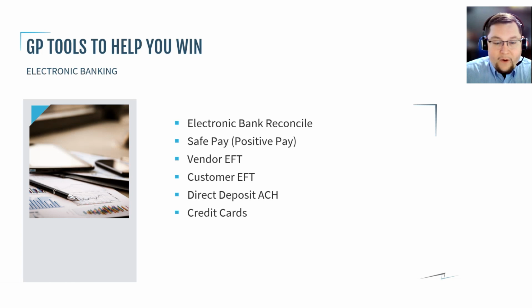There's also EFT processes within both vendors and customers. I think the vendor one is much more popular, where you can make electronic payments within GP. You go through the same process as your normal payment generation, but you choose to create an EFT batch. You've got the vendor's banking information stored within GP, and then at the end of that process, GP generates the file that you can then upload to your bank to initiate those electronic payments.